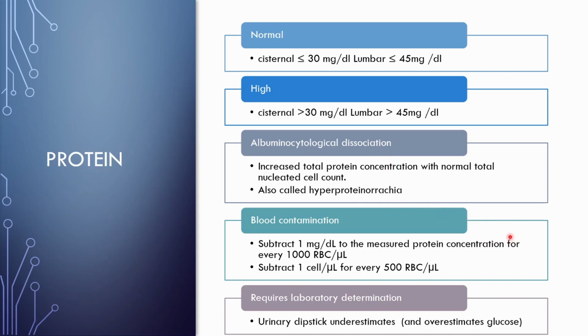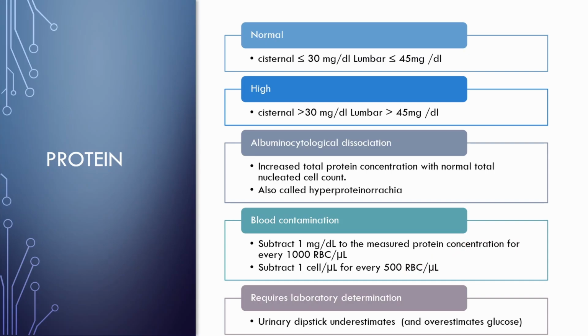But what if you've got blood contamination? Because of course, if you've got blood contamination, which I've said before, that will increase your amount of protein. So that's why it's important to count the red blood cells. If you have 1,000 red blood cells per microliter, then you need to subtract 1 mg per deciliter from the measured protein concentration, and you need to subtract 1 cell per microliter for every 500 red blood cells.